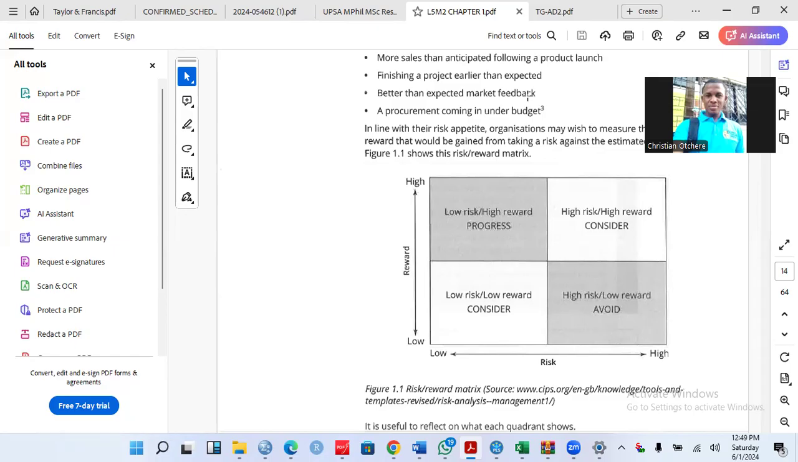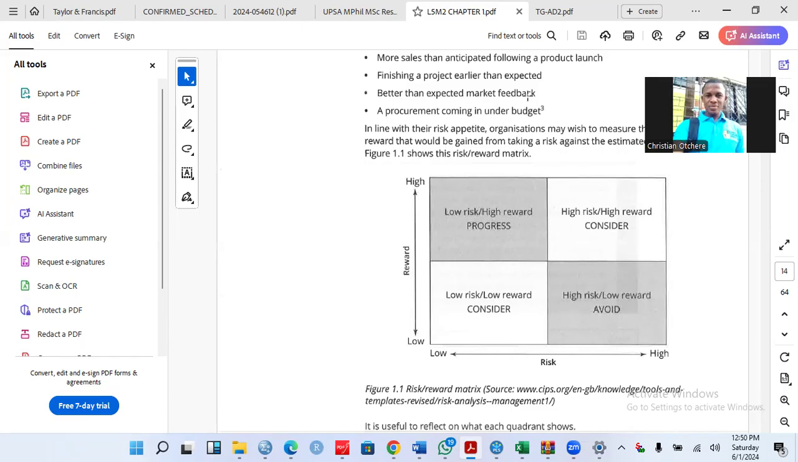Okay. All right. So if you look at the grade, on the horizontal axis, we have risk. Risk could be low or high. On the vertical axis, we have reward. The reward could be low or high. Now, organizations take different kinds of risk. And this grade is telling us that there are activities that may be high risk but may yield low results or low reward.